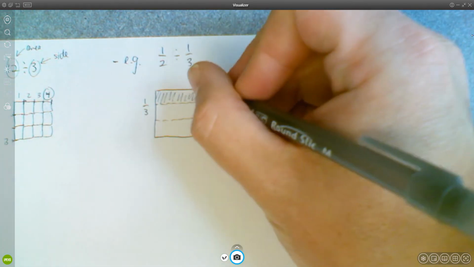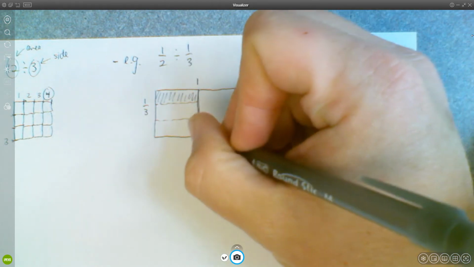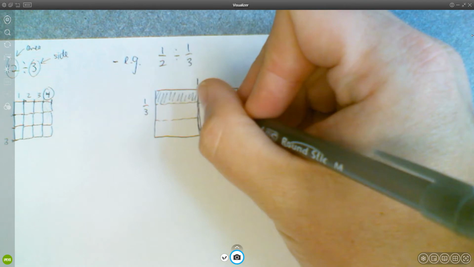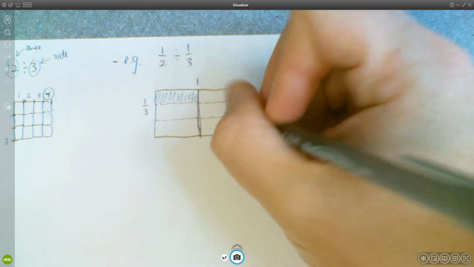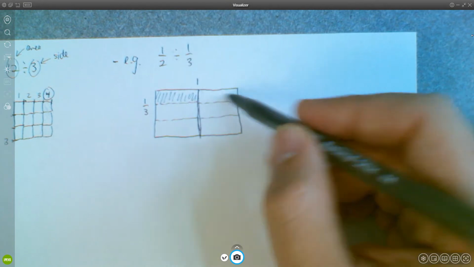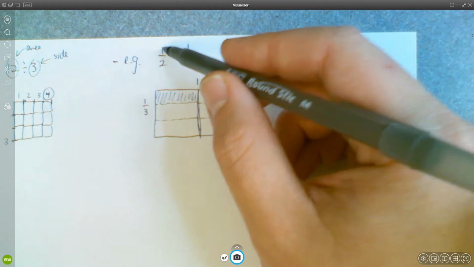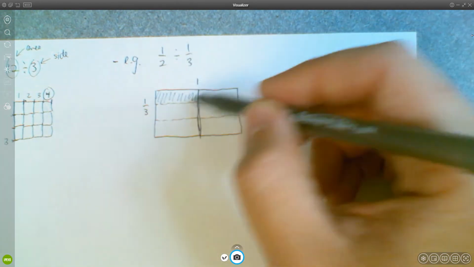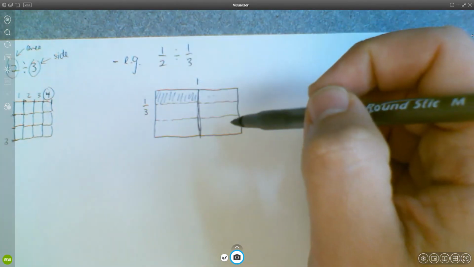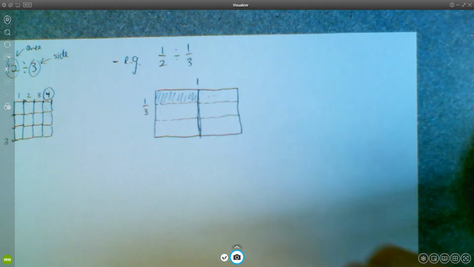So obviously, I need to give myself another unit. And again, I'm going to split this into thirds. Now, if I take the next third, if I take the whole thing, then I'm going to get 2/3. But that's too much because the area I'm looking for is 1/2, and 2/3 is too much. So how much of this third do I need to take?